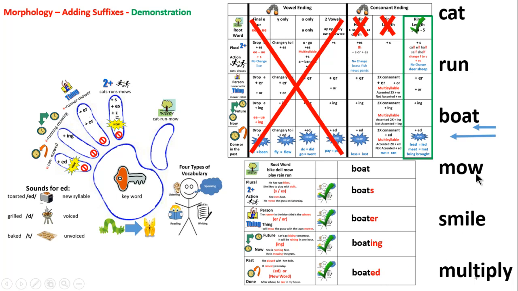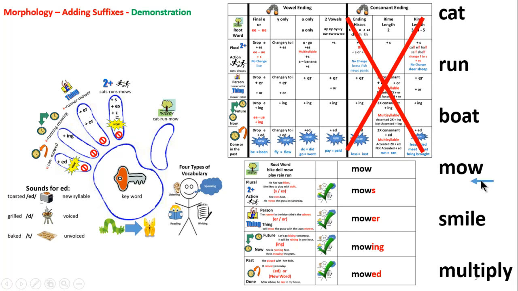Let's take a look at the word mow. We need to look at the very last letter. A W at the end of a word is a vowel or vowel helper. So we cross off the consonant endings. We go over here. Is that last letter a final E? No. Is it a Y? No. Is it an O? No. So it has to be two vowels. So here we see the OW. So this is the rule that we want to use. So now we have mows, mower, mowing, add the ing, and mowed.